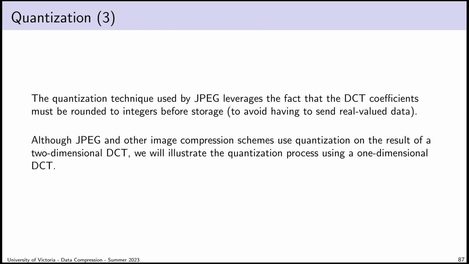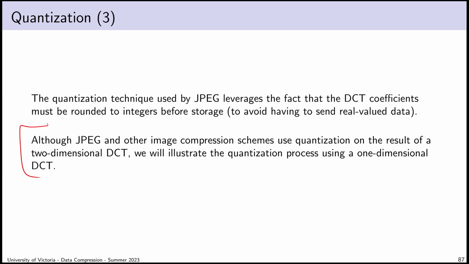So how does quantization work? Well, first off, in JPEG, quantization is couched as an extension of the rounding that happens before we store the coefficients. JPEG does not store real-valued DCT coefficients. Everything must be rounded to an integer. The quantization sits on top of that. Before we do the rounding, we reduce the magnitude of the value. And that means when we round it off, we're deleting more information from the value. I'll show an example of that in a minute.